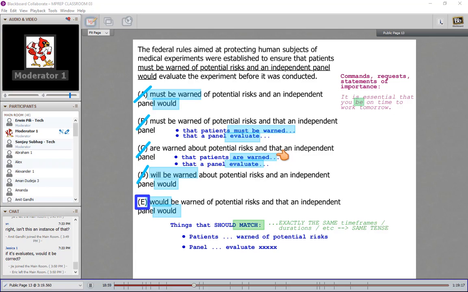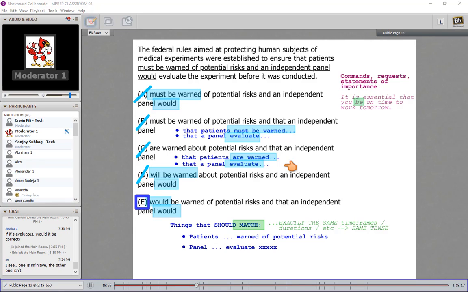This is the present tense, and this isn't. If you wrote the top one in that tense, it would say that patients be warned. And if you wrote the bottom one in the top tense, it would say evaluates with an S on the end. So you cannot interpret either of these as the tense of the other one. Hopefully that makes sense. Give me a smiley face if that makes sense.